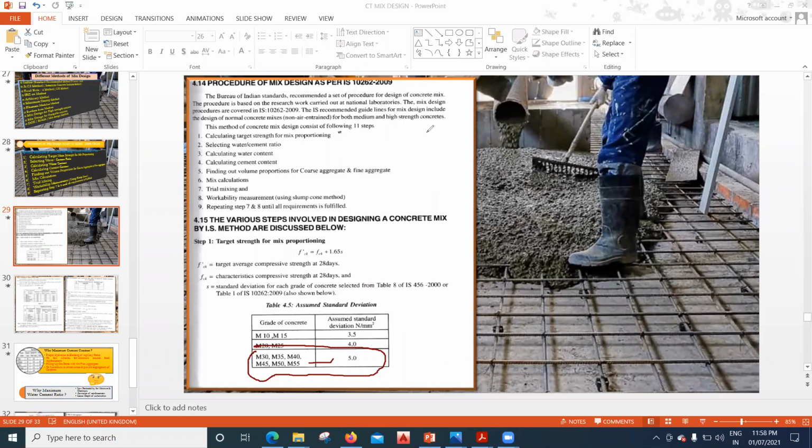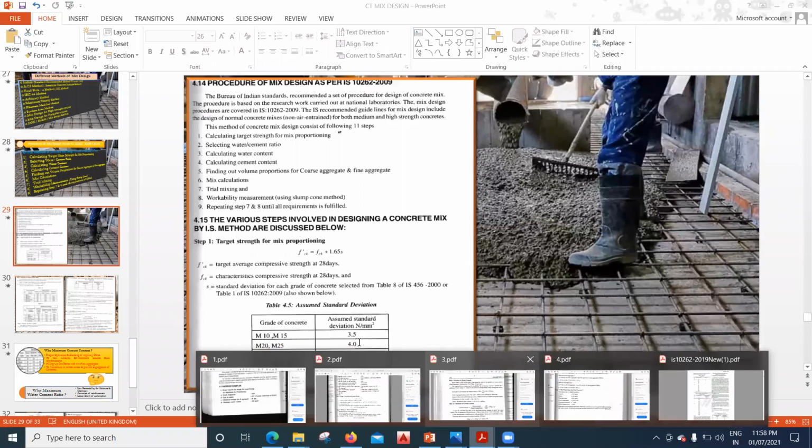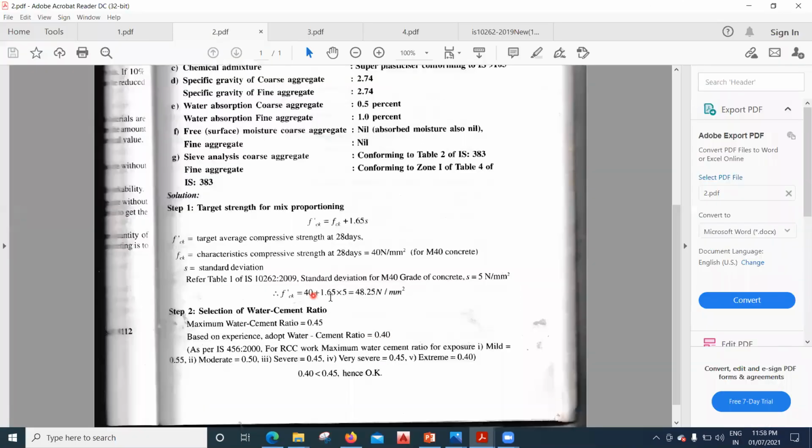Simple. So what you're supposed to do is 1.65 into 5. That's what they have done: 40 plus 1.65 into 5 we got from there. Try to do this manually. Okay, you're going to get 48.25 Newton per mm square, right?